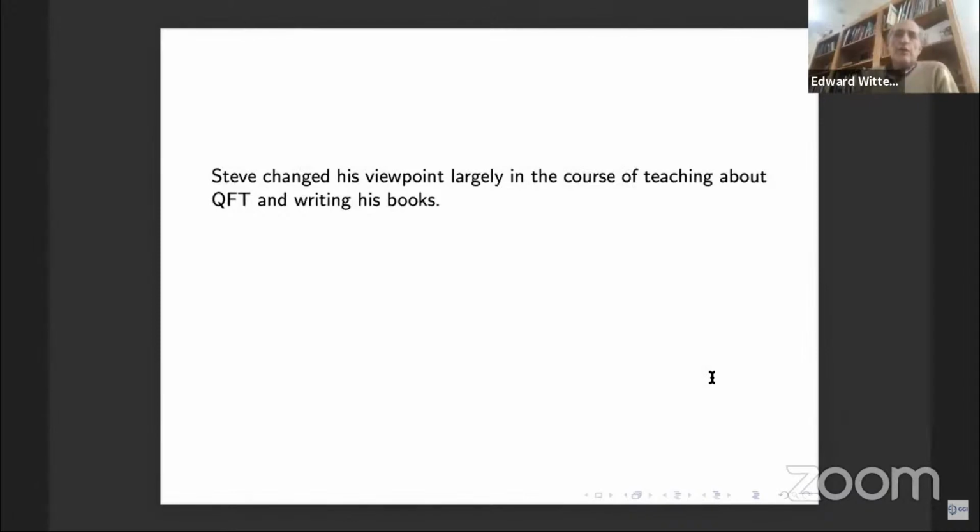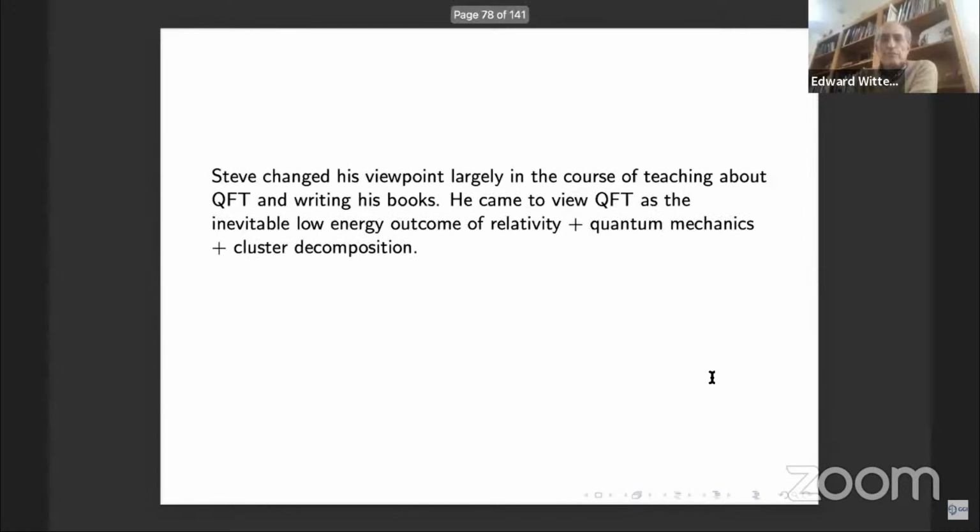So anyway, Steve explains, as Howard also did, that he changed his viewpoint largely in the course of teaching about quantum field theory at Texas and writing his books. He came to view quantum field theory as the inevitable low energy outcome of relativity plus quantum mechanics plus cluster decomposition.